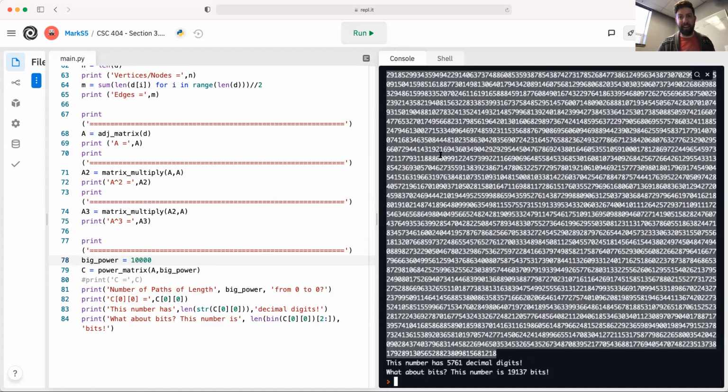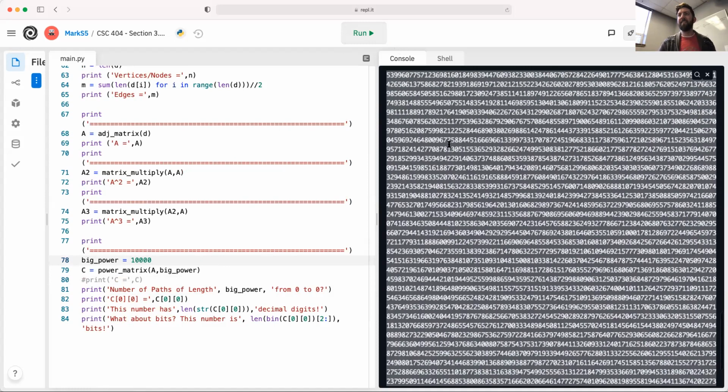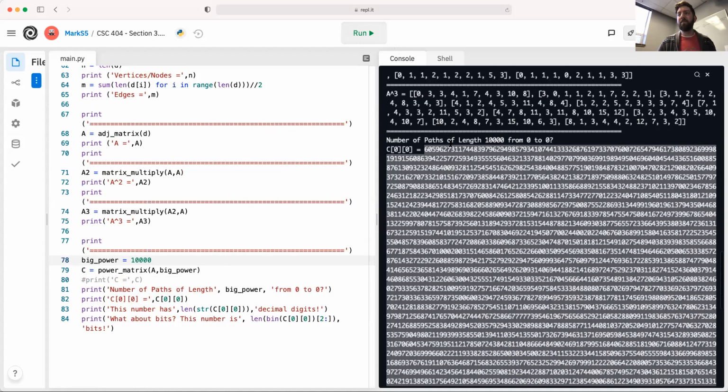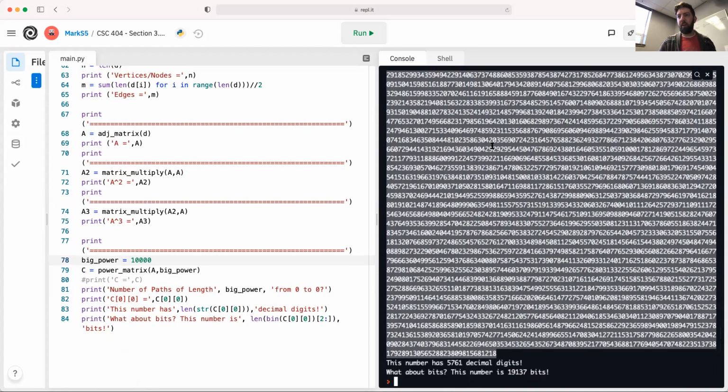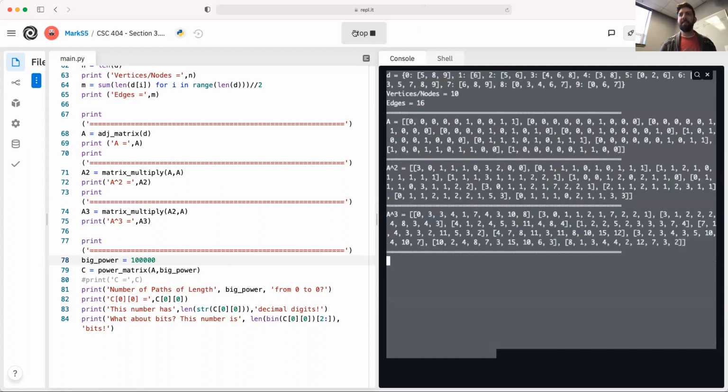Now we get to play with Python and not care about the lengths of things. So that's the number of paths. Good luck counting that explicitly. And that particular number has 5,761 digits, or if you converted it into binary, it would have just under 20,000 bits. I don't really want to push any farther. Maybe I do. All right, let's go up to 100,000.